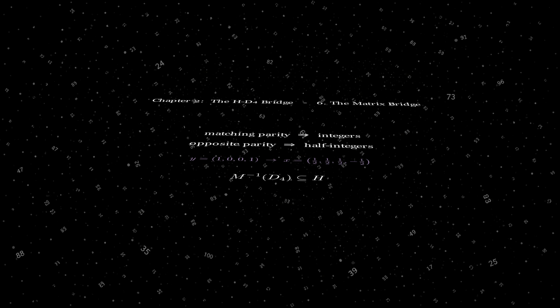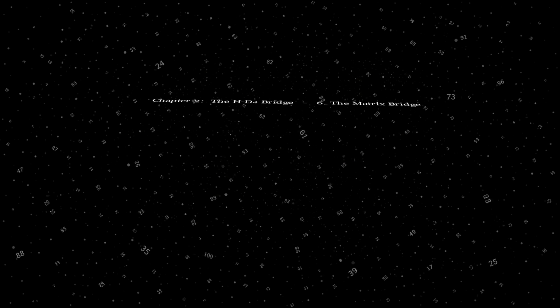8 of the Hurwitz units have integer coordinates. They correspond to 8 D4 roots. The remaining 16 Hurwitz units have half-integer coordinates. They correspond to the other 16 roots. So the matrix does something remarkable. It does not merely map one collection of points to another. It converts the integer or half-integer description of the Hurwitz lattice into the parity-based description of D4. And it does so for the entire lattice, not just the 24-cell, not just the shortest vectors, every Hurwitz integer, every D4 point.